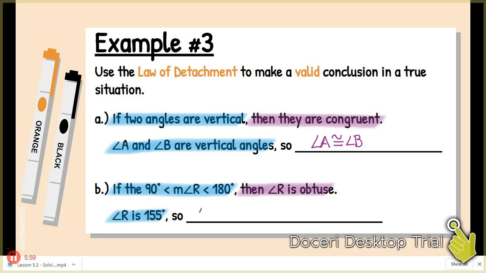So I could conclude that R is obtuse. So I can say, so angle R is obtuse.